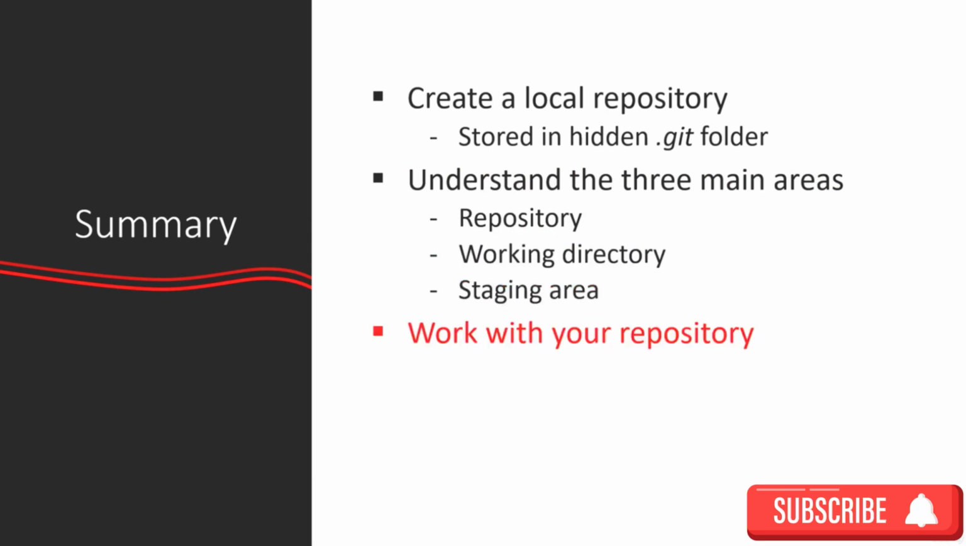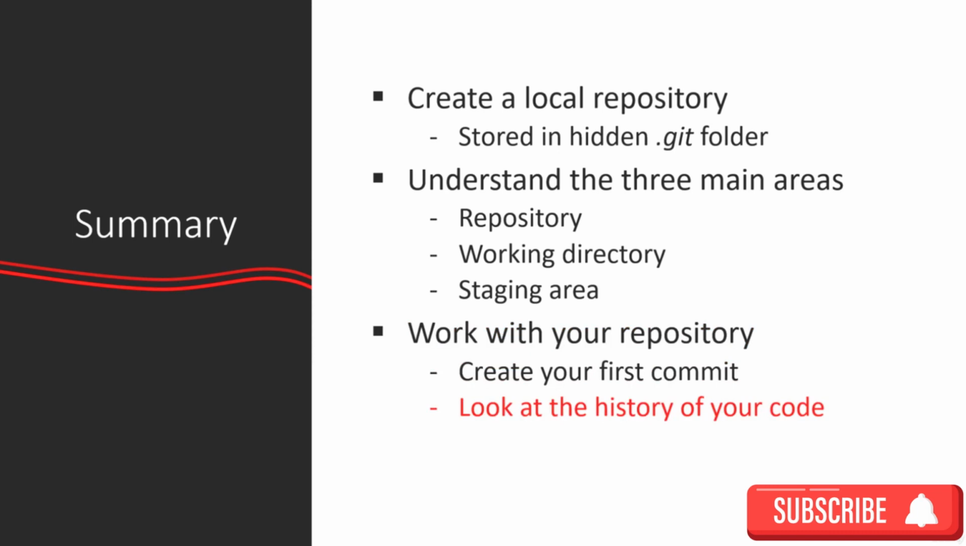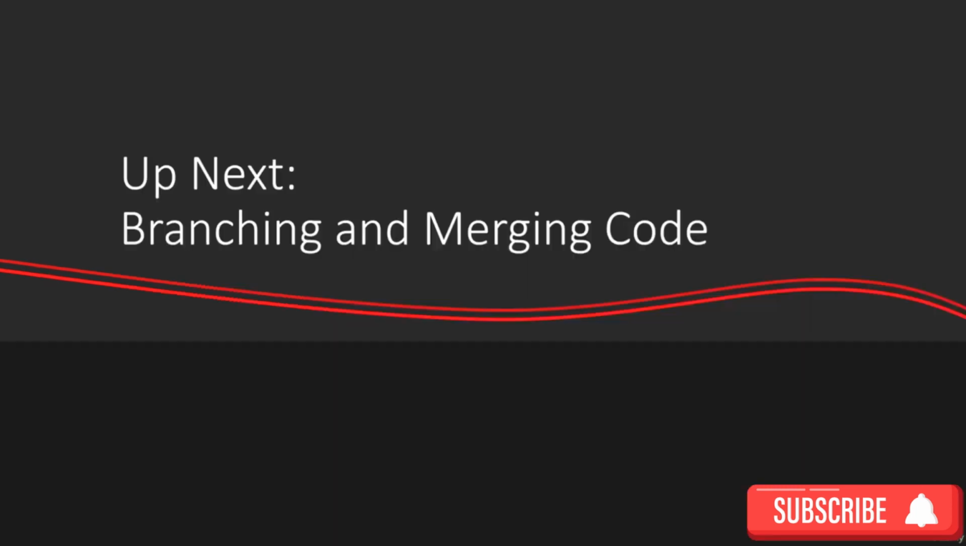Finally, you learned how to work with your local repository. You learned how to create your first commit, how to look at the history of your code, and how to ignore files in the working directory by using a gitignore file. Now you have a solid knowledge of using Git to work with a local repository. But so far, you worked only on the main branch of your repository. In the next lesson, you will learn how to implement a feature on a separate branch and how to merge the code of that separate branch back into the main branch.